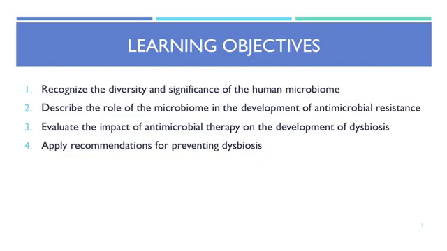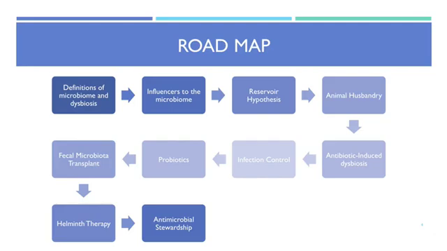The learning objectives for today are to recognize the diversity and the significance of the human microbiome, and describe the roles of the microbiome in the development of antimicrobial resistance, as well as evaluate the impact of antimicrobial therapy on the development of dysbiosis, and then apply some strategies to prevent antimicrobial resistance and prevent dysbiosis.